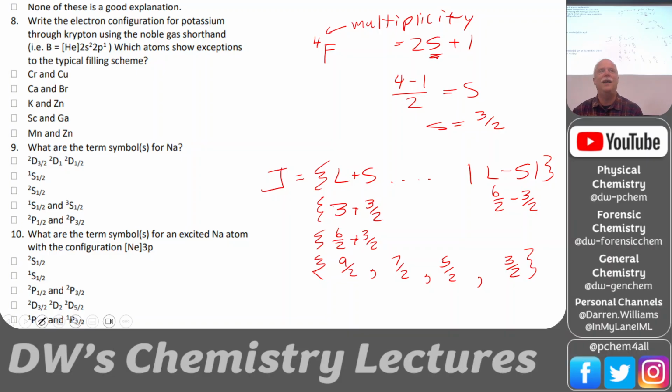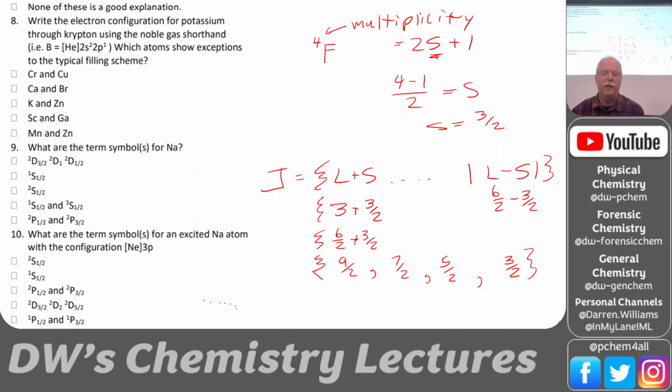What if I gave you a quintet G? Oh heck, what am I going to do? S, P, D, F, G. Okay, L is 4. I can do that. And then quintet, what is that, 5? That's the multiplicity. And so then you could solve for S and do this whole thing.